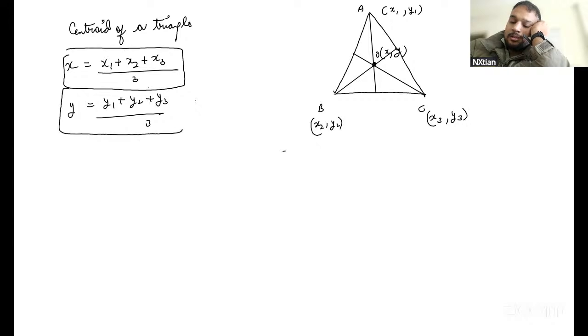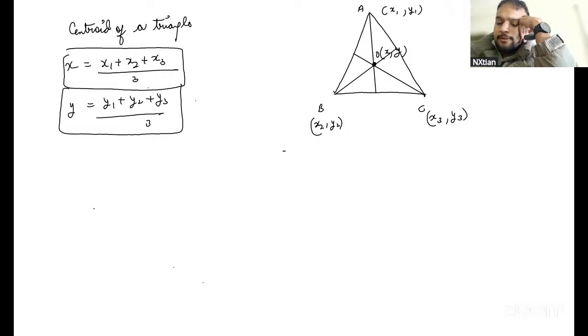Okay. So x is equal to x1 plus x2 plus x3 by 3, and y is equal to y1 plus y2 plus y3 by 3. Okay, so this is the centroid of a triangle, and if you want to find the value of y, it is y1 plus y2 plus y3 by 3. Did you understand, guys? No? Okay, quickly write it down.